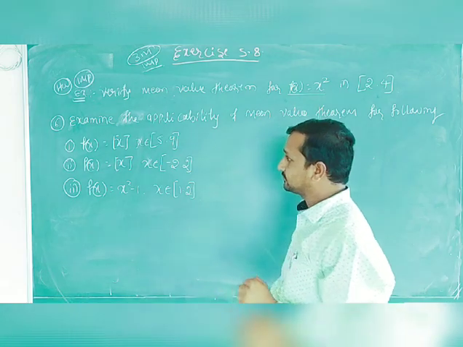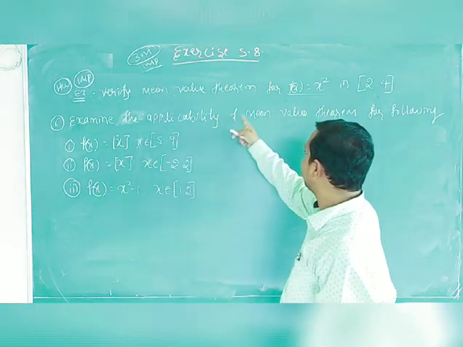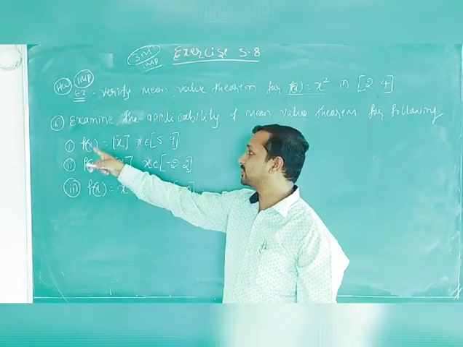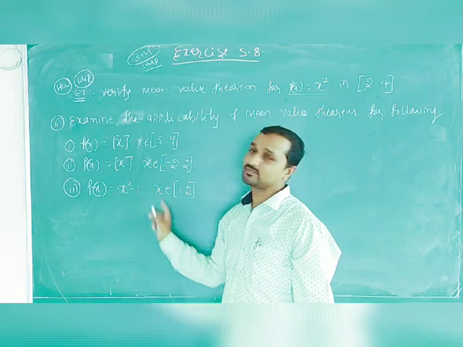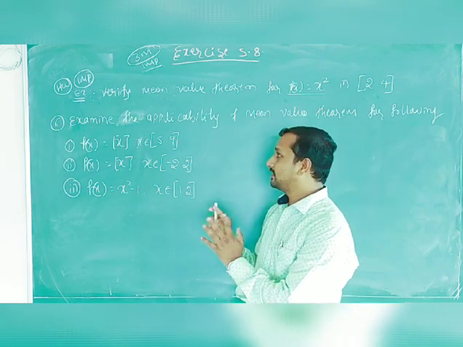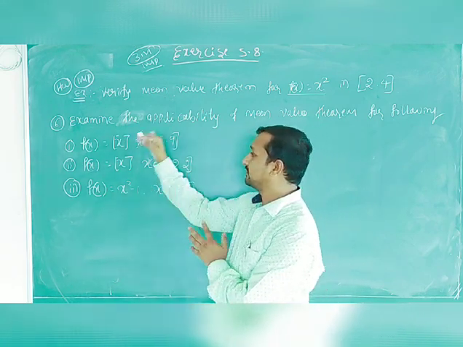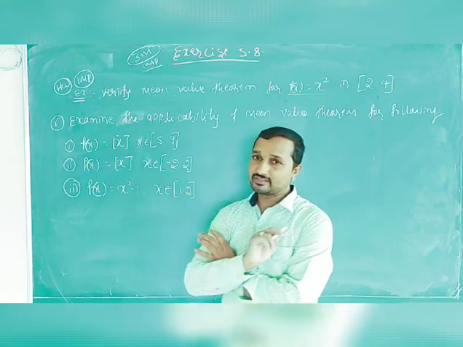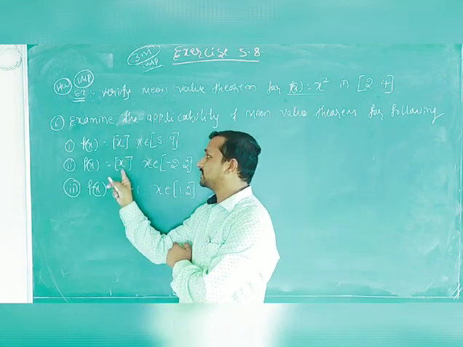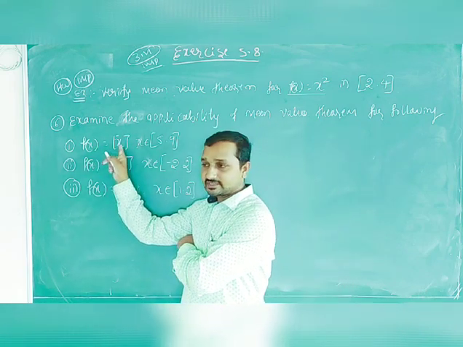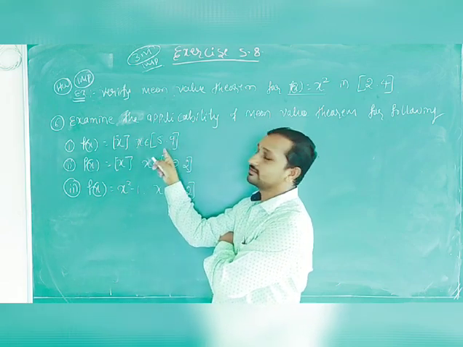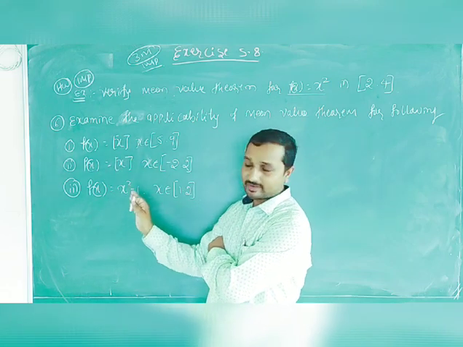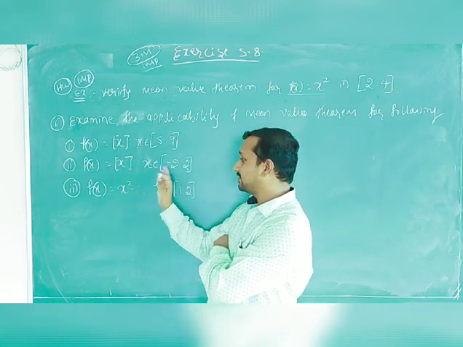And here, examine the applicability of mean value theorem for the following. First one, like in Rolle's theorem, f of x equal to the same function. We just need to verify whether the mean value theorem is applicable or not. Obviously, for the first and second examples, mean value theorem is not applicable because this is the greatest integer function. The greatest integer function is not continuous on this interval, so the mean value theorem is not applicable.